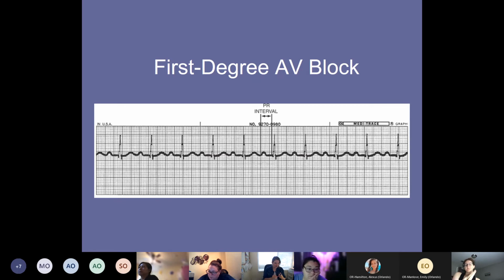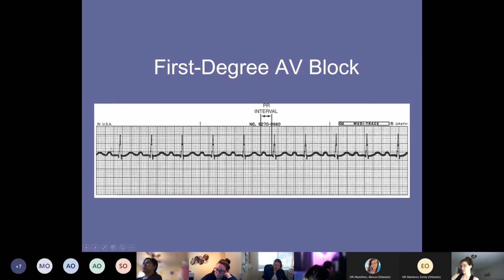Blocks. There's first degree, there's second degree type 1 and 2, and then third degree. They get worse as they progress. So first degree AV block is actually the most benign. And then if they get into second degree type 1, that's worse. Second degree type 2, that's worse. Third degree complete heart block, that's the worst. The only thing with first degree AV block, because it's the least bad of them all, is that it's not its own rhythm. This one, just this one, is a feature. So remember that.